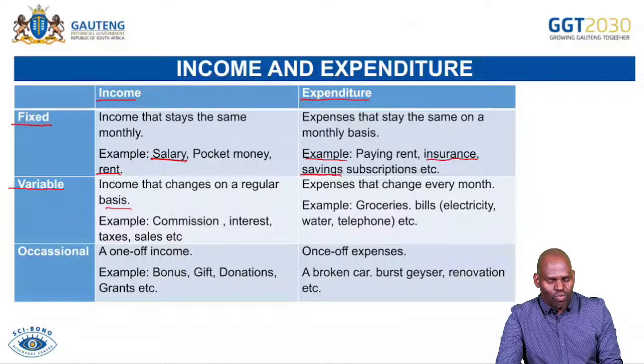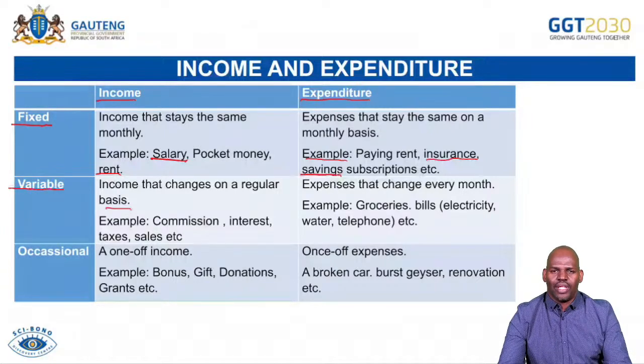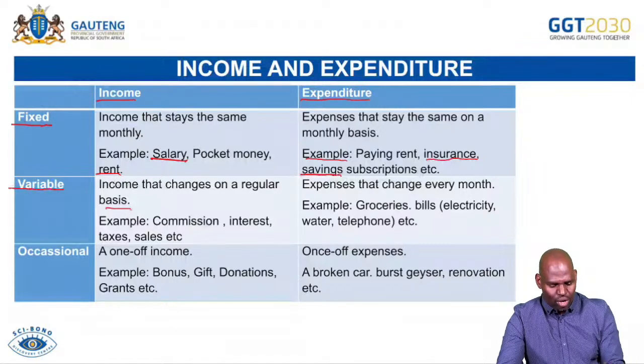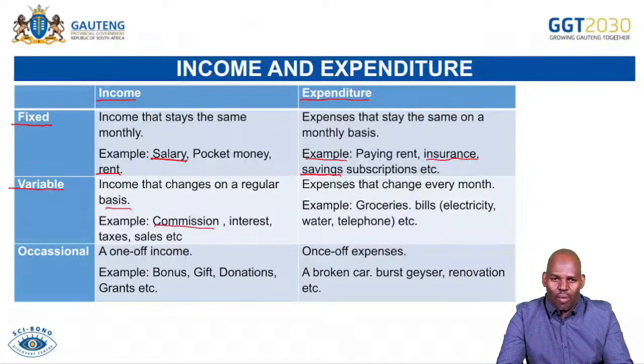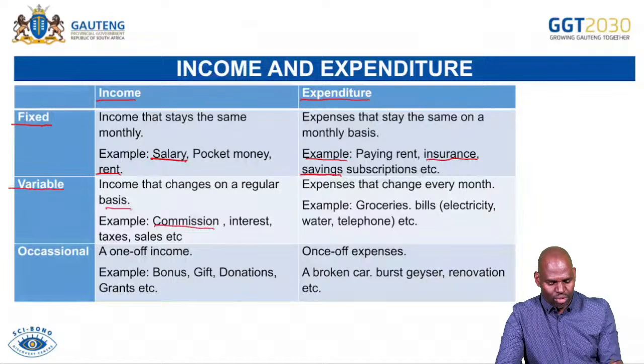Okay, and then we've got some people who are working at the shops. Maybe their salaries depend on how many items they have sold for that month and so on. So an example is a commission. If you work at a furniture store, then you might get a commission based on how many items you have sold.